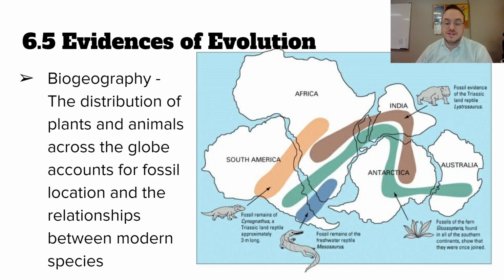Like the Cynognathus, this four-legged lizard here that turned into geckos and large lizards, or the Glossopteris, which has now a bunch of different types of plants, including records that we're finding in Antarctica. Right? So across the globe, we've got fossil locations that show relatedness of common ancestor between multiple continents where they don't even live closer to one another anymore.